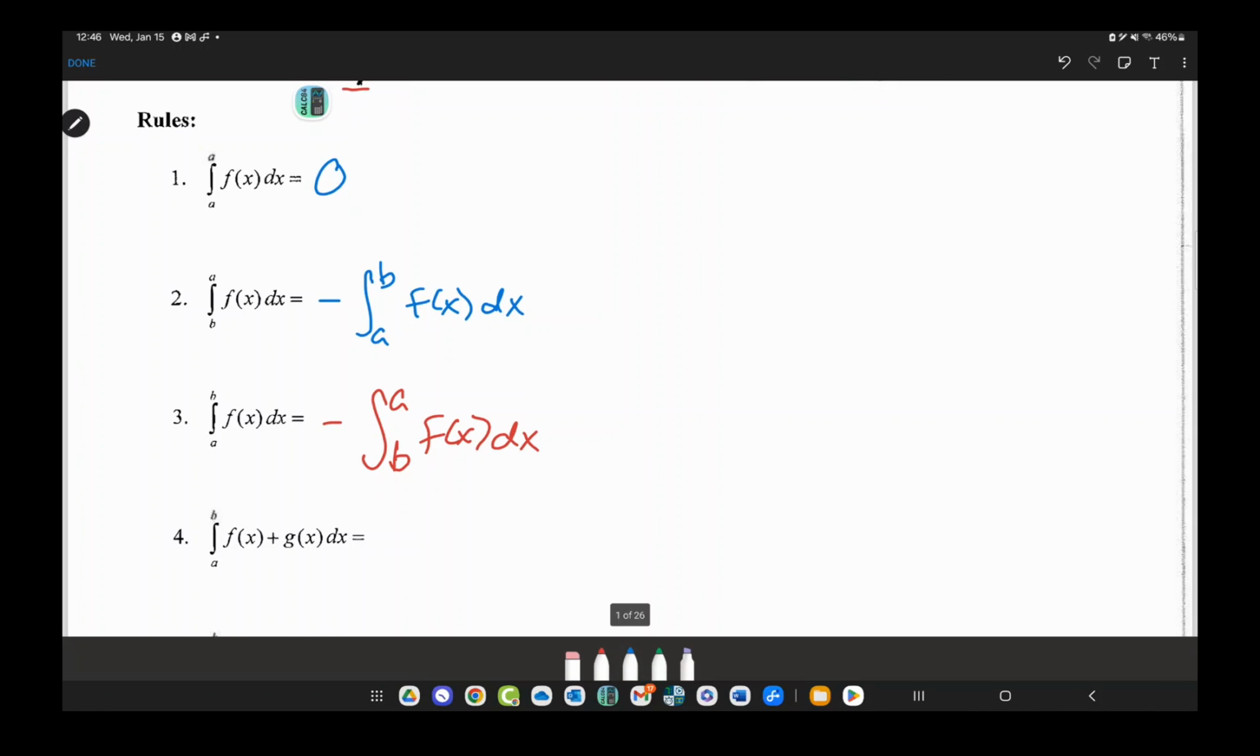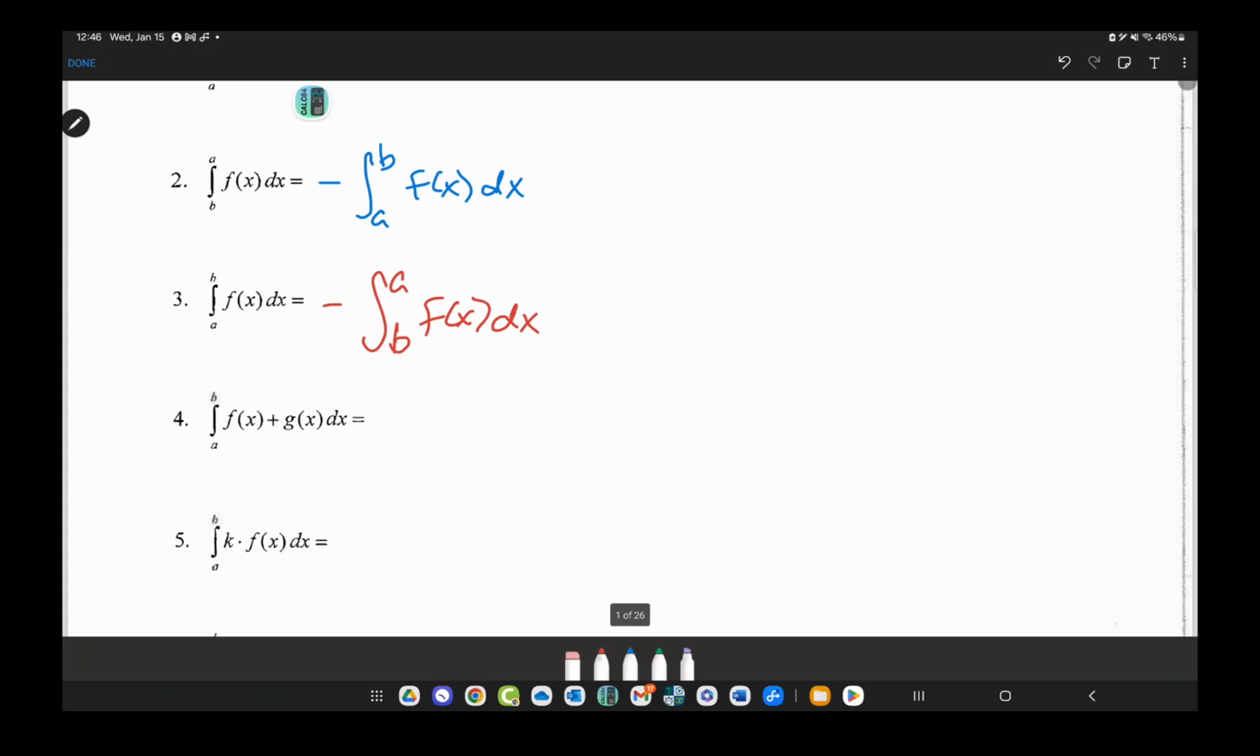If I have separate functions separated by a plus or minus sign, I could separate this as the integral from A to B of f of x dx plus the integral from A to B of g of x dx.